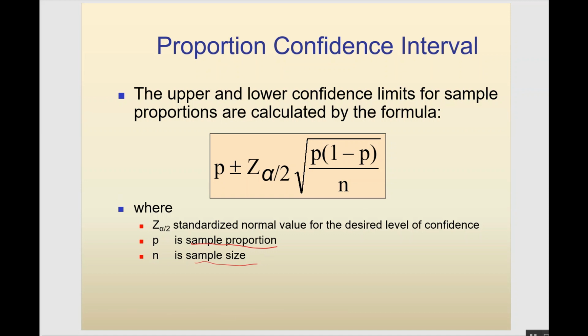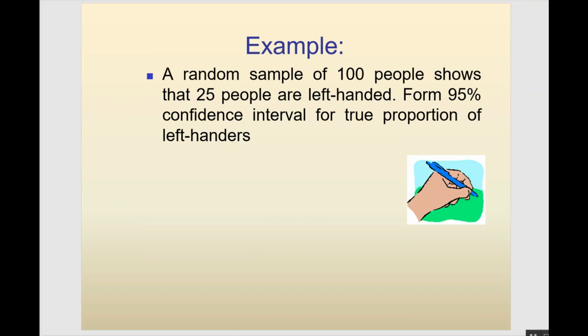We give you an example. A random sample of 100 people shows that 25 people are left-handed. Form a 95% confidence interval for the true proportion of left-handers. If you look at the slide, they already skipped how to find the value of Z alpha divided by 2. But you know this is 95%, so if you look from the Z table, you should get 1.96. Refer to the previous explanation on how I get this.